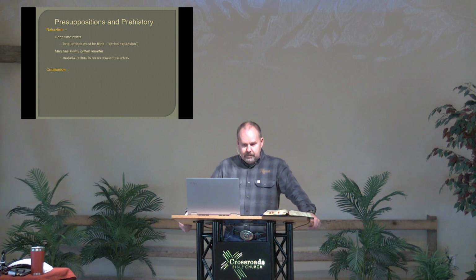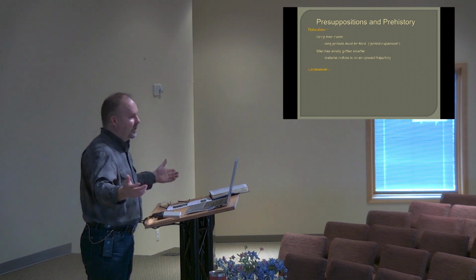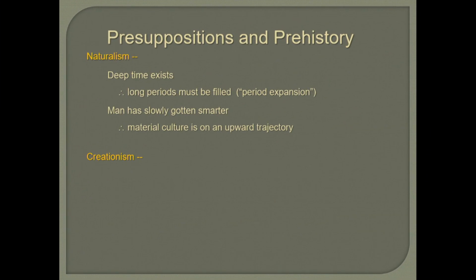Naturalism would teach that man has slowly gotten smarter, and therefore material culture is on an upward trajectory. We drive around in smart cars today, and they didn't have those in ancient Assyria, right? So we're improving in our smarts. We're getting smarter as we move along. Creationism, on the other hand, would teach us that Earth history is short. It has been short, and therefore we have much shorter periods that need to be filled. You could refer to that in contrast as period compression.